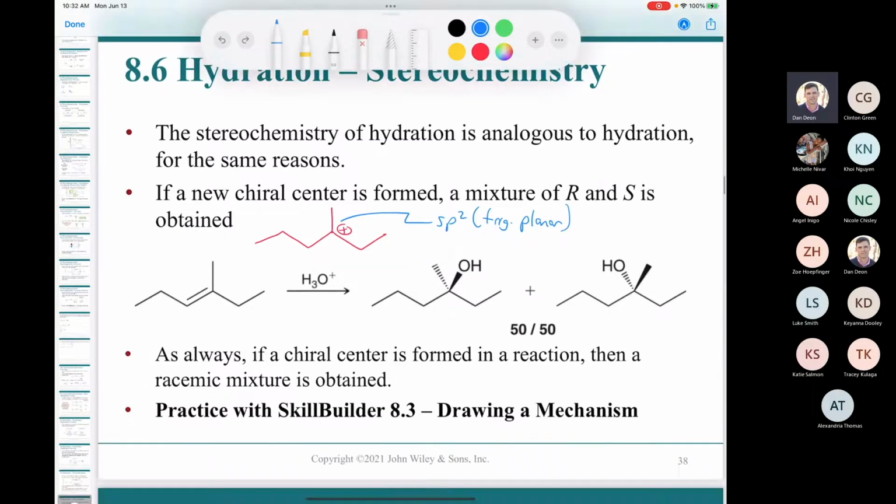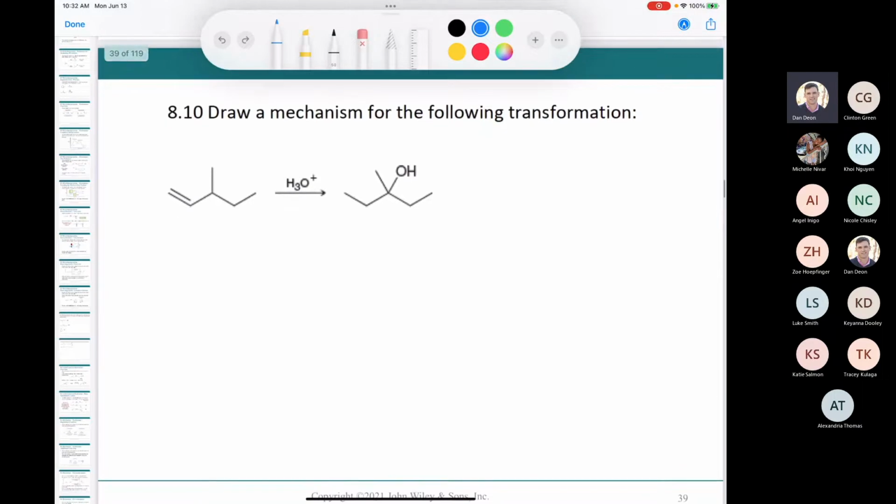So let's look at another practice problem. And I like drawing mechanisms. And this reaction says draw a mechanism.